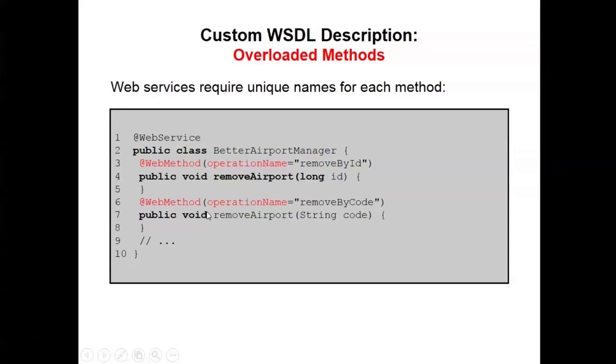Now sometimes I don't want my method name to be the same as the name of the operation in my WSDL file. If you don't want the method name and the operation name to be the same in your WSDL file, you can give a separate operation name, and that same name will be reflected in the WSDL file. So your Java class method name will not be reflected in the WSDL file. The operation name that you have defined will be reflected. So in that case, @WebMethod with operationName equal to removeByID gives a particular operation name in the WSDL file. That's why this property is used.